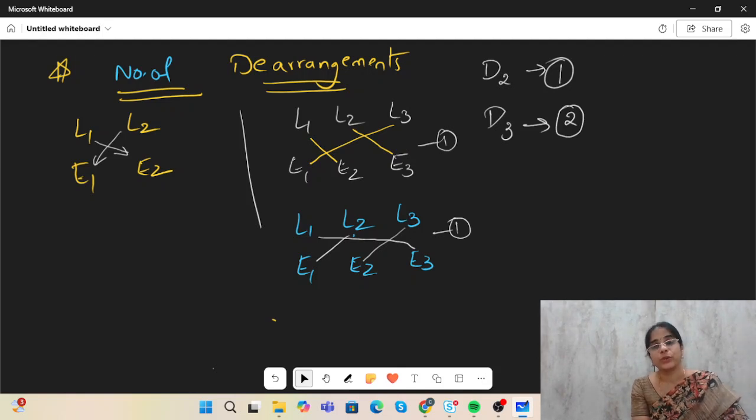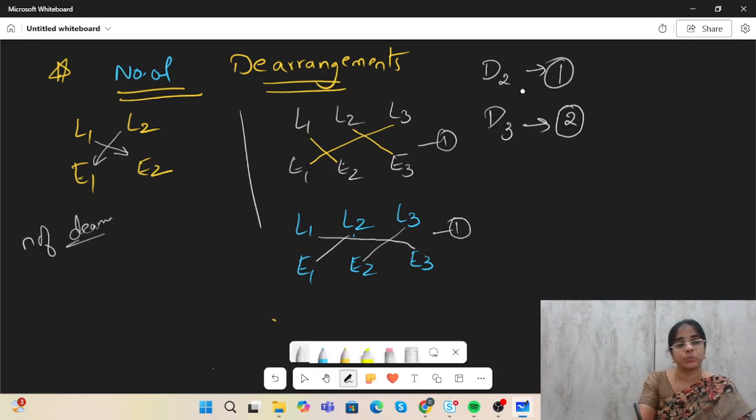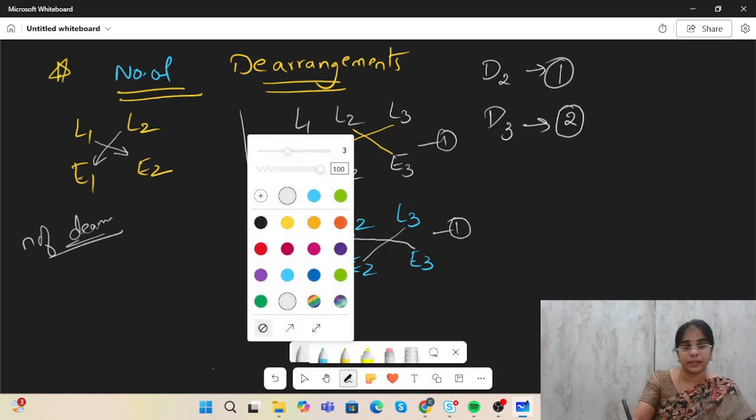So what should I do? There is a formula behind it. Most important formula. Please make a note of this formula. The number of D arrangements possible is, suppose when we are permuting n things.